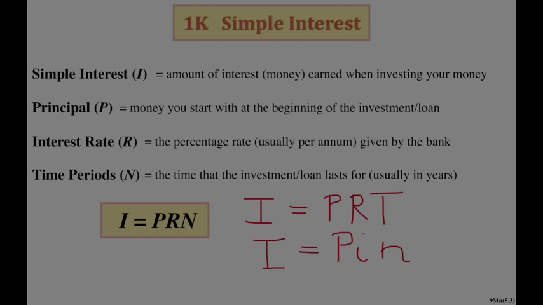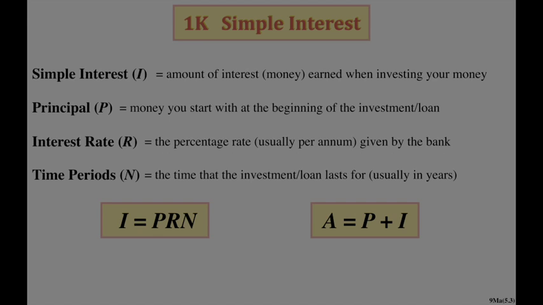where I stands for interest rate, little i, not capital I, because capital I stands for the interest that you earn, little i stands for the interest rate, and n is in lowercase and it stands for the number of years or the number of months or whatever we're talking about, the number of the time period we're dealing with.